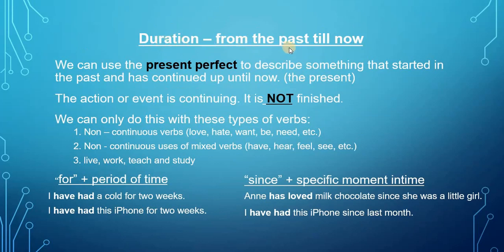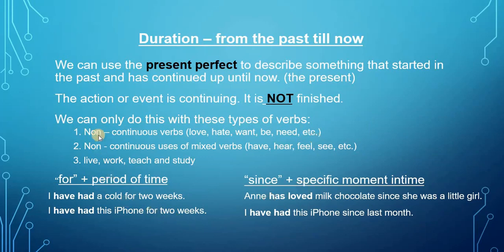Duration from the past till now. We can use the present perfect to describe something that started in the past and has continued up until now, which is the present. And the action or event is continuing. It is not finished. Alright? But be careful. We can only do this with these 3 types of verbs.